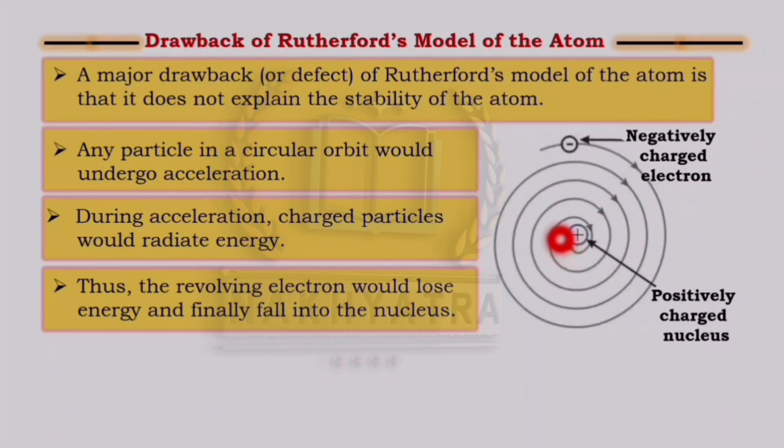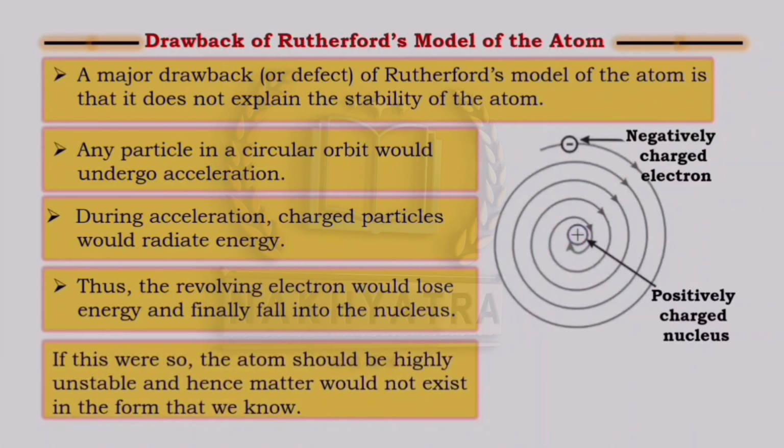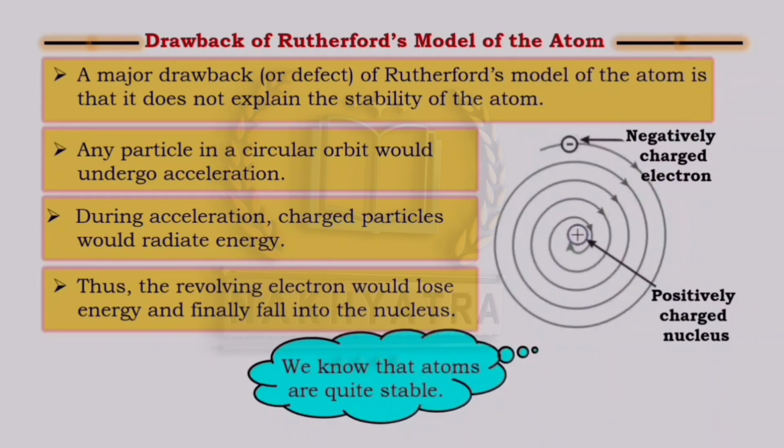Okay, so this is the positively charged nucleus. If this were so, the atom would be highly unstable and hence matter would not exist in the form that we know. And we know that atoms are quite stable.